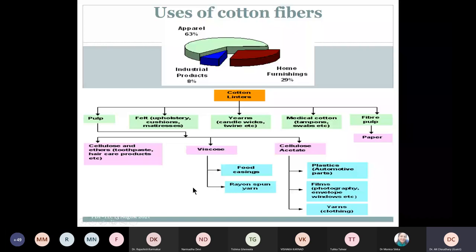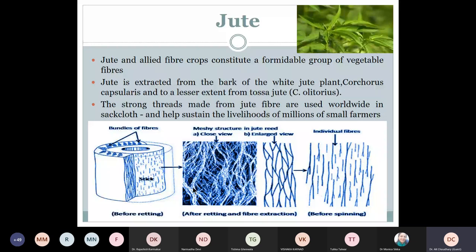So another fiber is jute, and everybody knows India is a leading country in the world which produces jute, and Bangladesh is also a leader in producing jute, and in India especially West Bengal and some parts of Bihar produce jute. So jute and allied fiber crops constitute a formidable group of vegetable fiber. Jute is extracted from the bark of the white jute plant Corchorus capsularis, and to a lesser extent from the tossa jute.